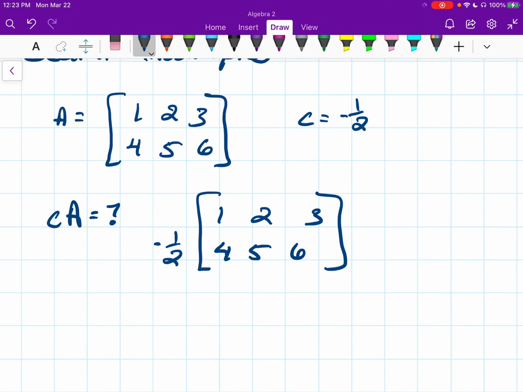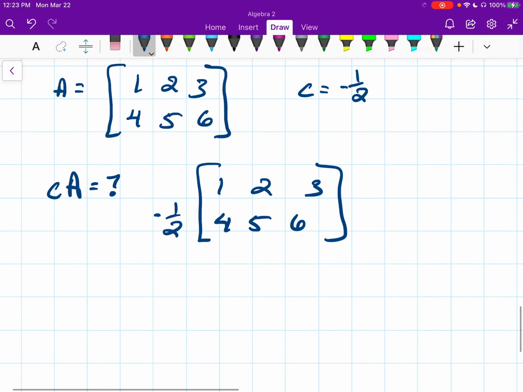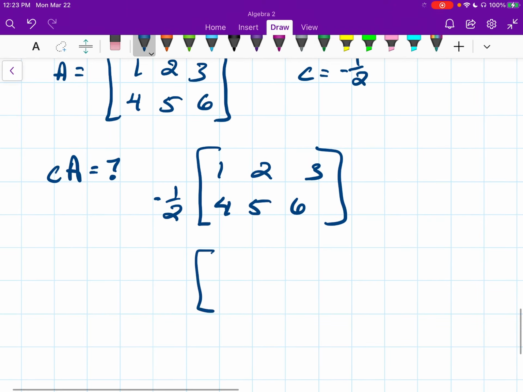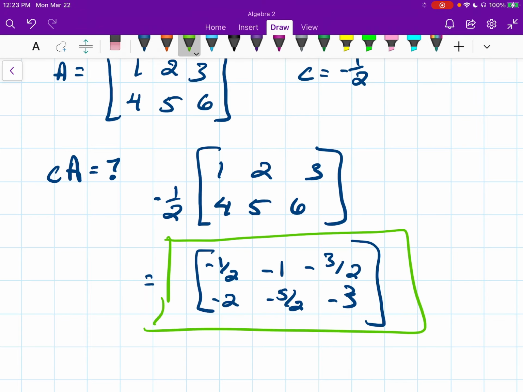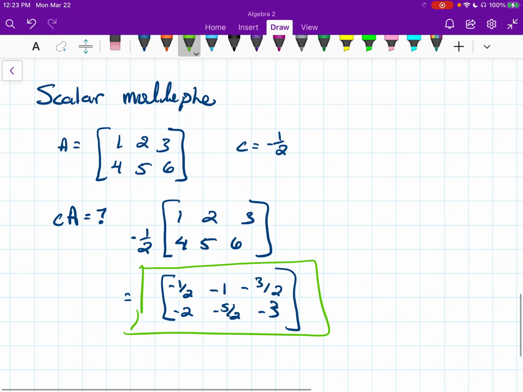And think of distributing right now, right? You just kind of distribute the negative 1/2 into everything. So this will be negative 1/2, negative 1, negative 3/2, negative 2, negative 5/2, and negative 3. Right? Nothing crazy. Actually, I think that's pretty easy, especially in comparison to what we did.